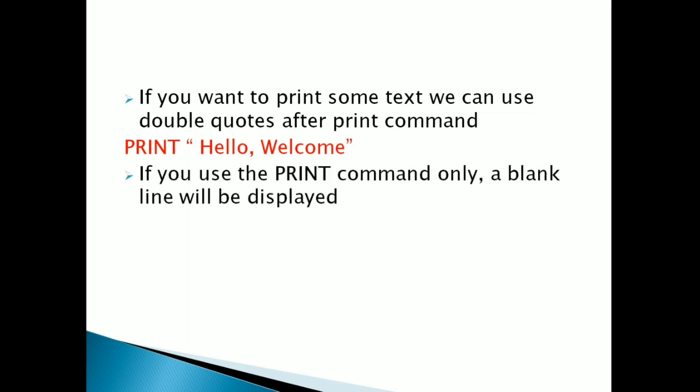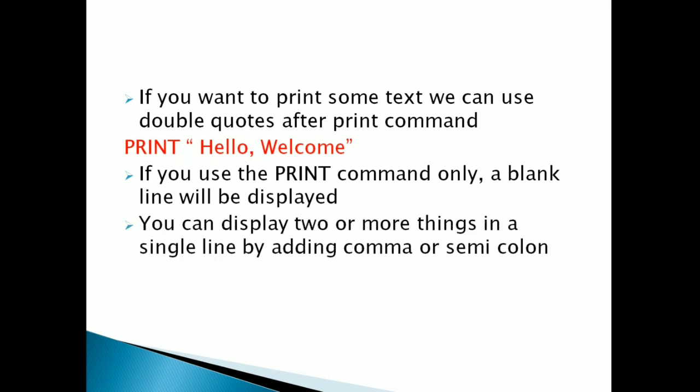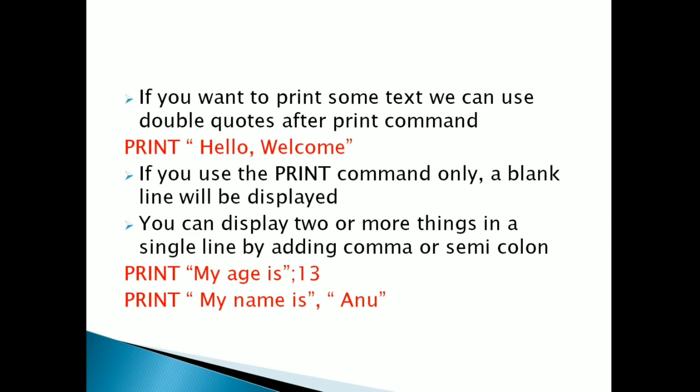Suppose we are using the print command only, without any other commands or text, a blank line will be displayed. And also we can display two or more things in a single line by using either a comma or a semicolon between them. Suppose we are using a semicolon, the next thing will be displayed in the same line after a single space. If we are using a comma, the two things will be displayed in the same line with many spaces between them. So for giving a single space between two things, we can use a semicolon. Suppose we need more space between two things, we can use the comma.